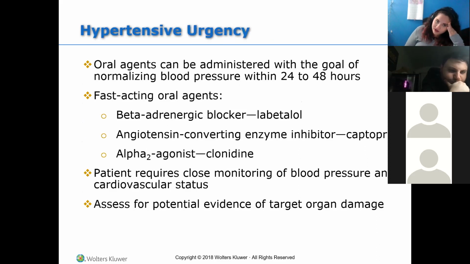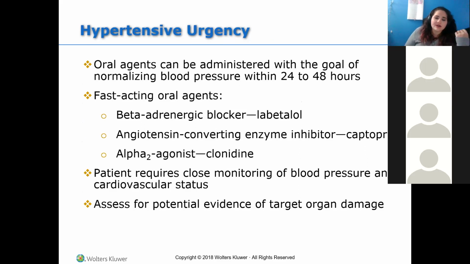Okay, hypertensive urgency. Oral agents can be administered with the goal of normalizing blood pressure within 24 to 48 hours. Fast-acting oral agents include beta-adrenergic blockers, angiotensin converting enzyme inhibitors, and alpha-2 agonists. The patient requires close monitoring of blood pressure and cardiovascular status, and you have to assess for potential evidence of target organ damage.